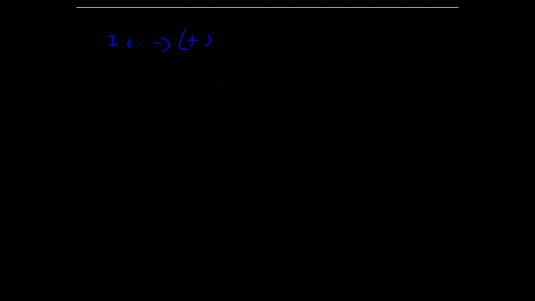The value of successive ionization energy increases in each case. That is, the value of ionization energy 1 is less than ionization energy 2, and ionization energy 2 is less than ionization energy 3. Which means the third ionization energy is greater than the second, and the second ionization energy is greater than the first.